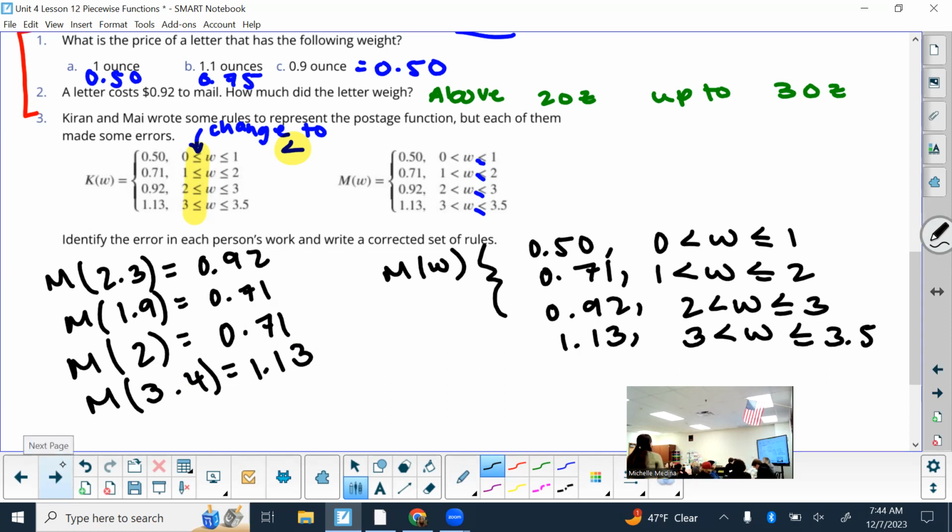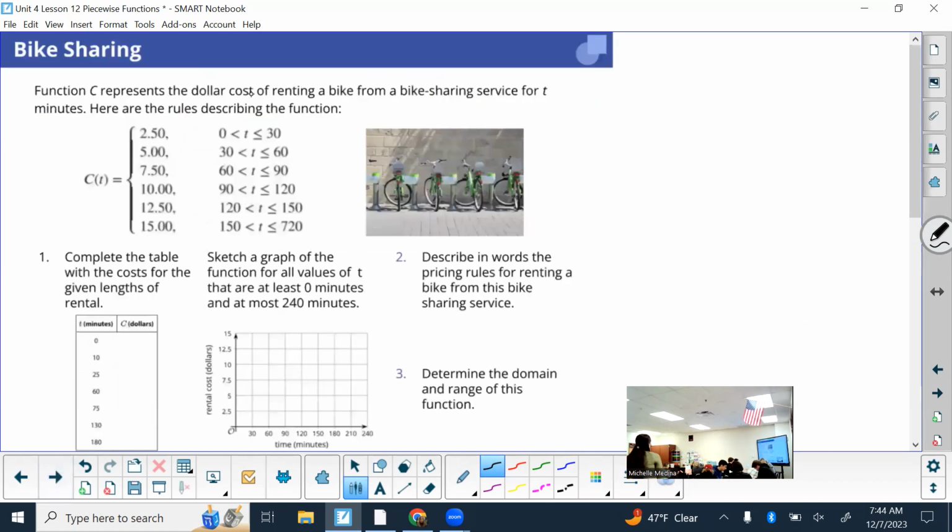Okay, so start reading to yourself for bike sharing. Function C represents the dollar cost of renting a bike from a bike sharing service for T minutes. Here are the rules describing the function. Complete the table with the costs for the given lengths of the rental, and then sketch the graph of the function for all values of T that are at least 0 minutes and at most 240 minutes. So let's just start with number 1.